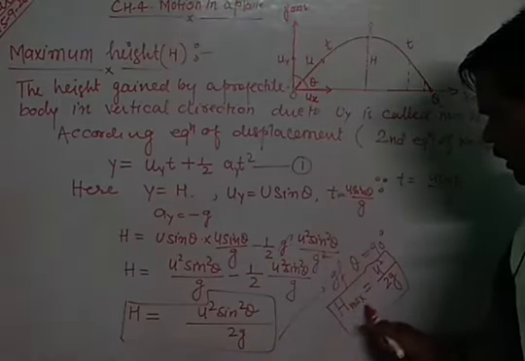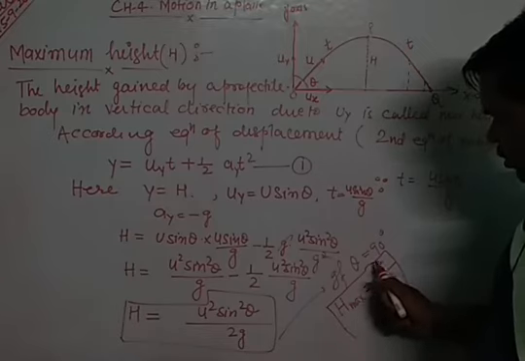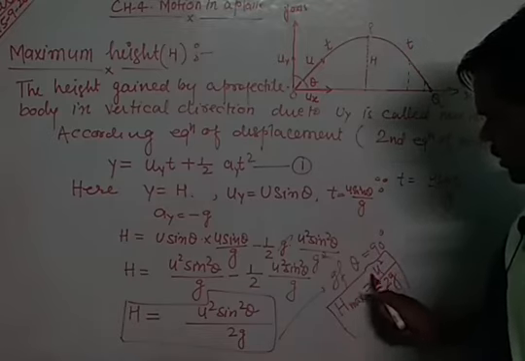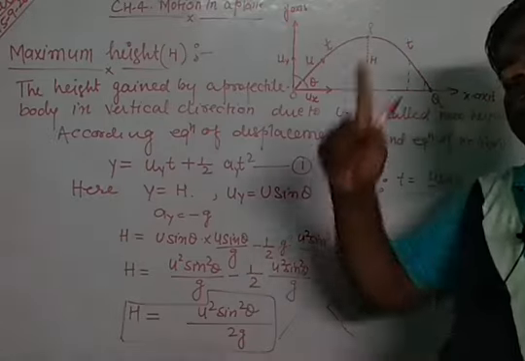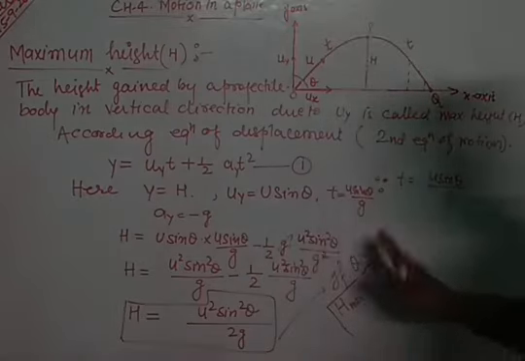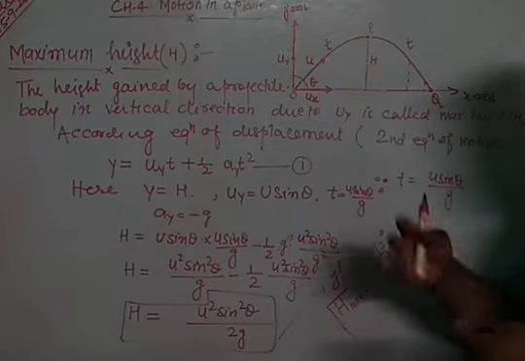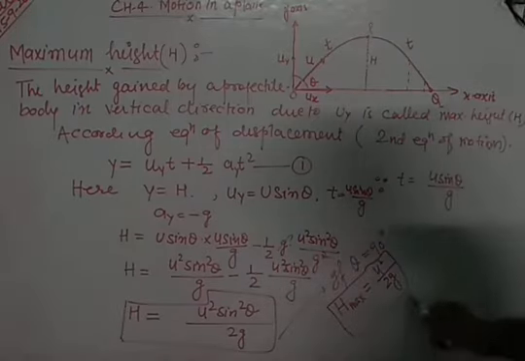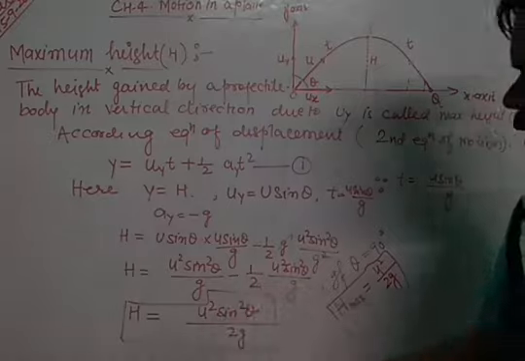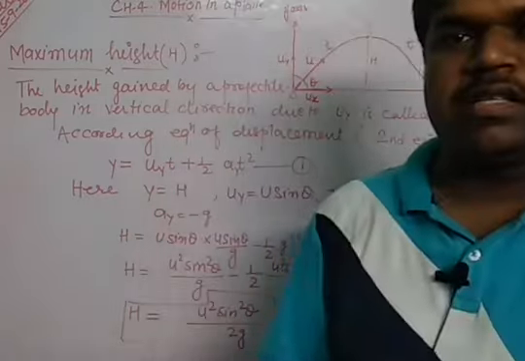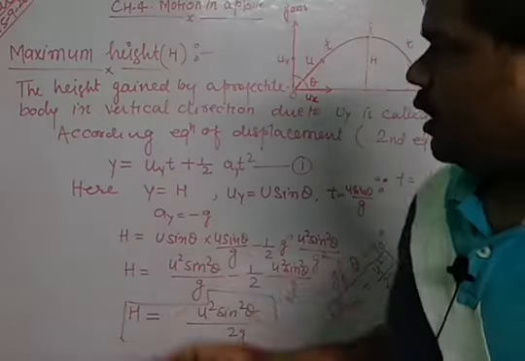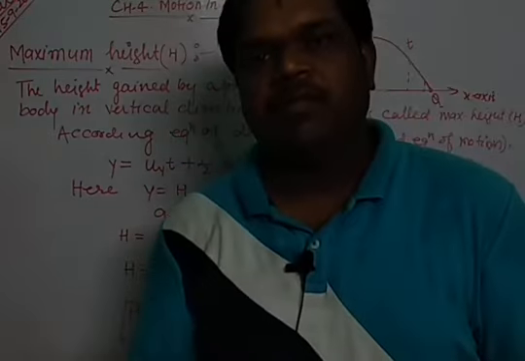So maximum height depends upon the resultant velocity in the vertical direction, or whatever velocity we are giving to the projectile body. Why? Because g is constant. So h is equal to u square sin square theta upon 2g is the required expression of maximum height.